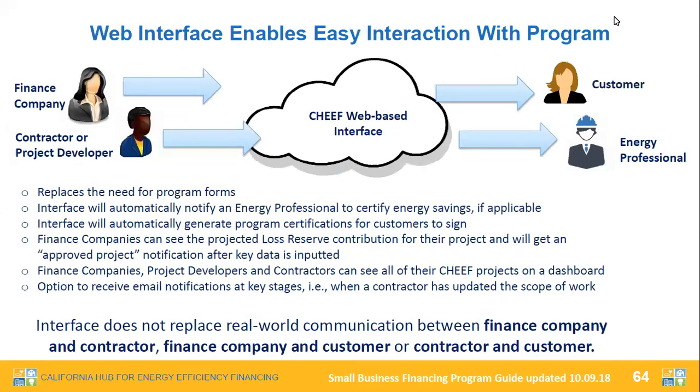This web interface enables easy interaction with the program. As I said, we wanted to get rid of program forms. And there's a lot of automated notifications so that, for example, if there's an energy professional on the project, they can get an email that lets them know, okay, now it's time for you to certify those savings. It can generate program certifications for the customer to sign. Finance companies will get a calculated loss reserve. So they will know what the contribution is based on the inputted data for the project and make their decision on funding based on that.